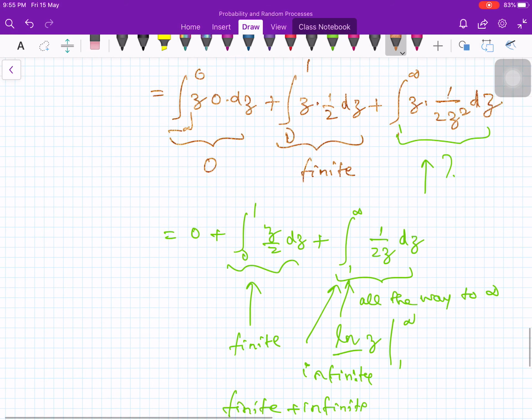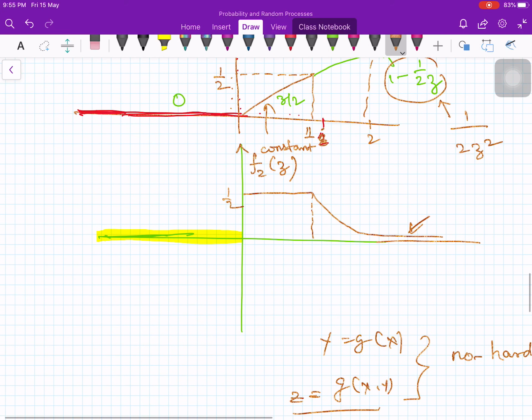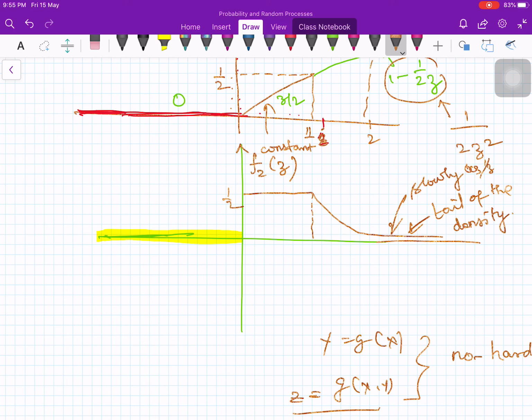If the tail of the density, look at here, there is a tail of the density function, if the tail of the density falls slowly, it is going very slowly actually, as 1 over z. Okay, if it is 1 over z square, no problem, it falls off very fast. But if it falls very slowly as the argument goes to infinity, then it may well turn out that you get an infinite integral. Okay, so that's how things often are, nothing strange about it.